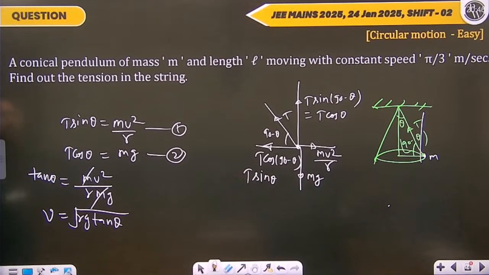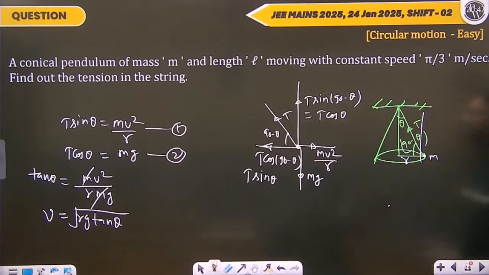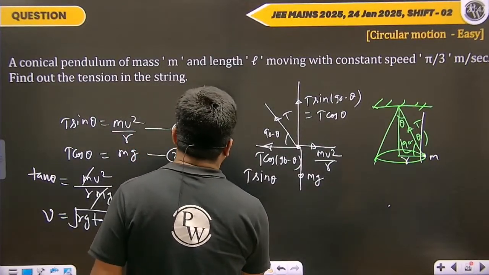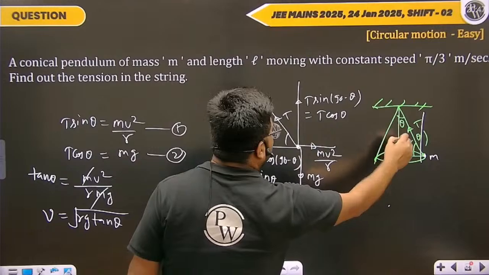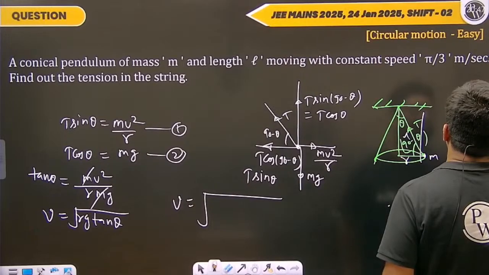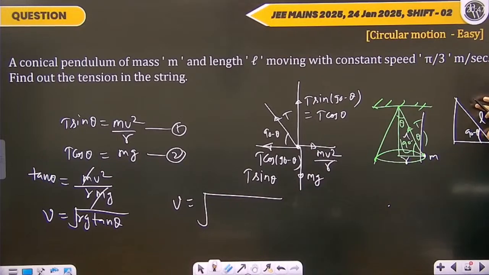Now a conical pendulum of mass m and length L is moving with a constant speed of pi by 3 meter per second. V is given as pi by 3, and r is this length. From here we can write r is L sin theta, since if this is L, then L cos(90 minus theta) is L sin theta.